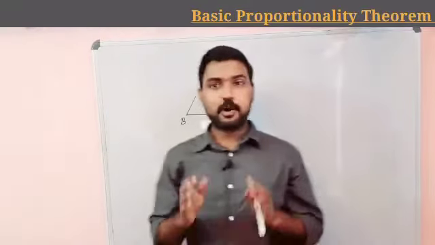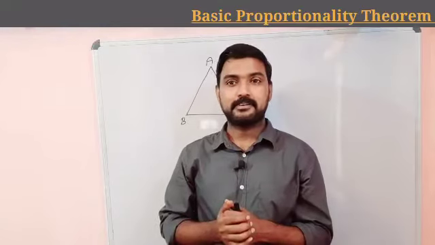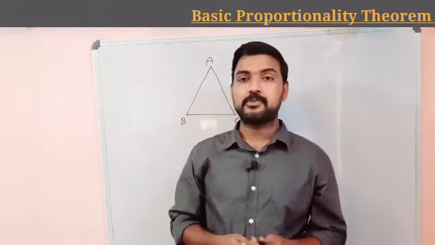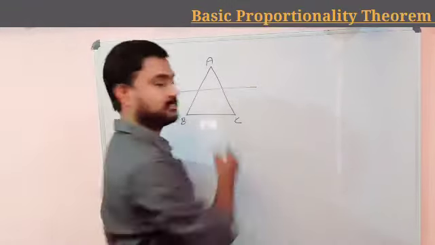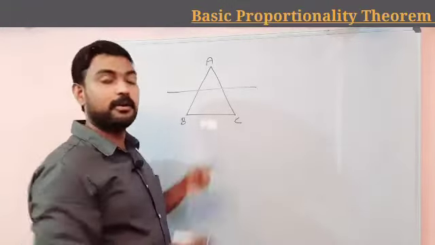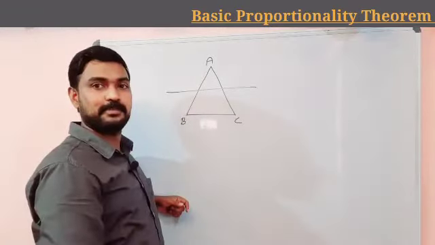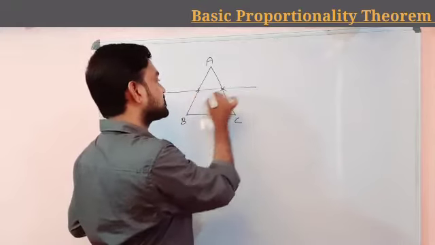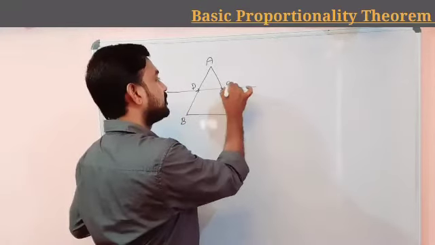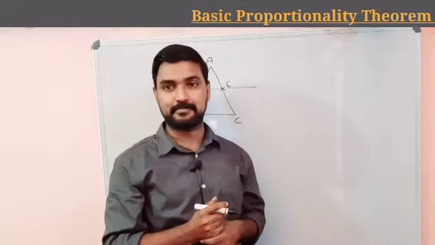Dear students, now we are going to discuss what is the basic proportionality theorem. We can state the theorem. The theorem says that if a line is drawn parallel to one side of the triangle, which intersects the other two sides at distinct points, then the portions are divided in the same ratio.